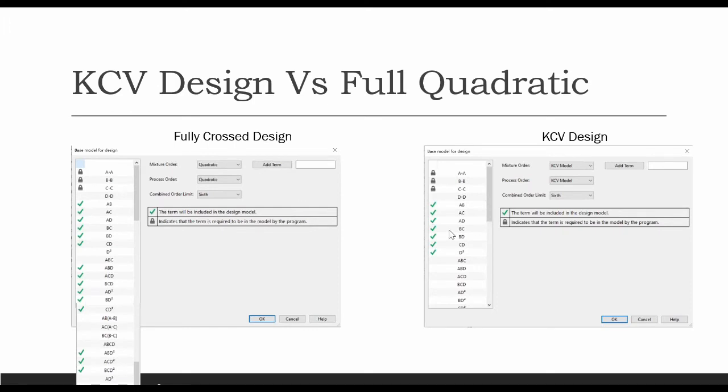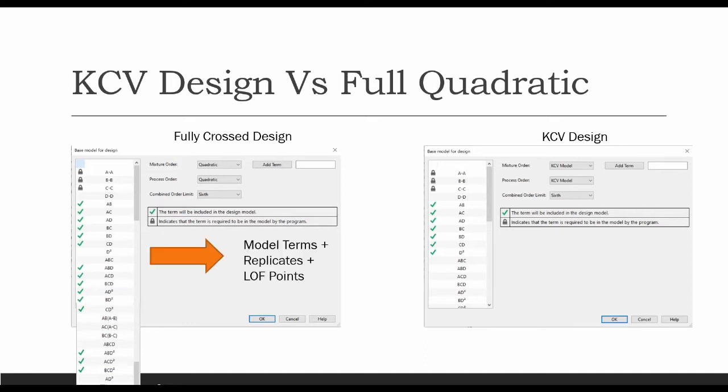But what I like about a KCV design is it simplifies the design structure. You keep a lot of the really valuable mixture terms, the nonlinear blending terms, so again, we're keeping AB, AC, and BC. You're getting the individual mixture components also crossed with the process setting, and then you're also getting this curvature term for the process. So it's a much more simplified design structure. But what I really like about it is I had a hypothesis that this type of design would be able to characterize my system pretty well, and I might not need some of these really high order terms that you get from the fully crossed design.